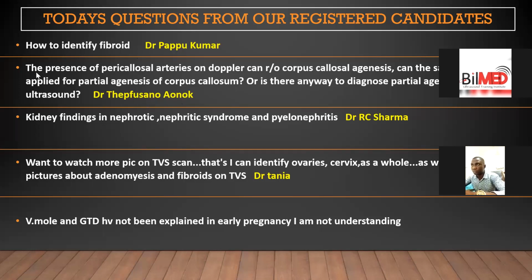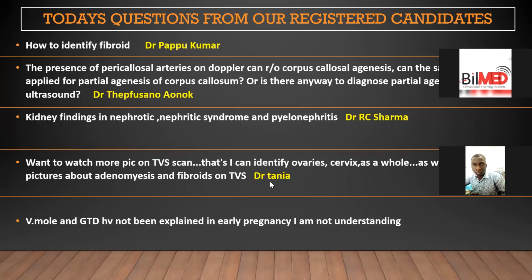So the second question is that the presence of the pericalosal artery on Doppler can rule out corpus callosal agenesis. Now, can the same be applied for partial agenesis of corpus callosum, or is there any way to diagnose partial agenesis of corpus callosum in ultrasound? The third question from Dr. R.C. Sharma is about kidney findings in nephritic syndrome and pyelonephritis.